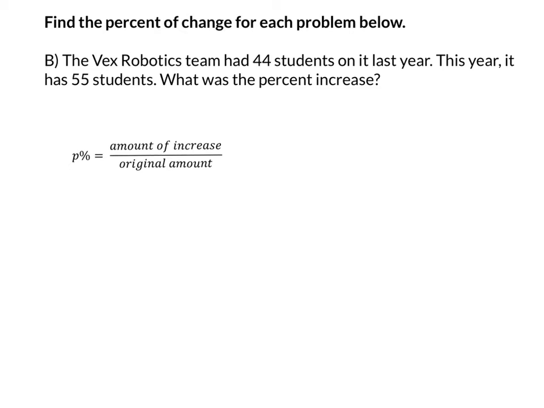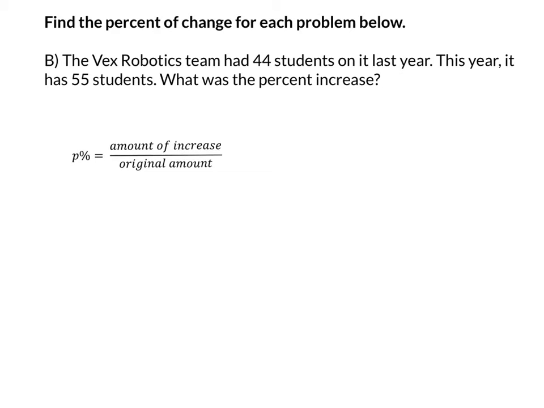Sometimes, though, we want to find how much an amount changed as a percent. In this case, the VEX Robotics team had 44 students on it last year. This year, it has 55 students. What was the percent increase? Now, just from looking at these two numbers, going from 44 to 55, we know it grew by 11 students. But that doesn't really tell us whether that's a big change or little change compared to how many students it started with. What can help us find that out is finding the percent of change in these two numbers.